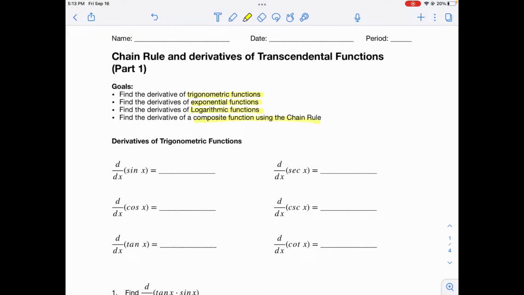All right, and the reason why we do the trigonometric functions, exponentials, and logarithms at this time is because you usually use the chain rule in order to evaluate these. So let's just start with the derivative of trigonometric functions.